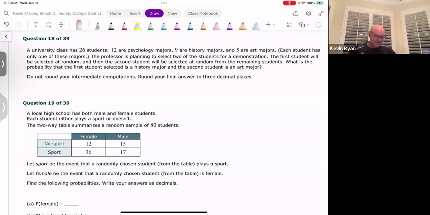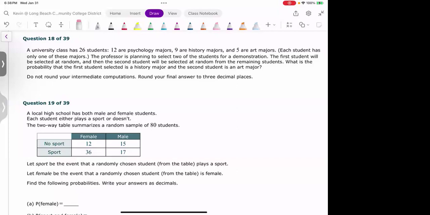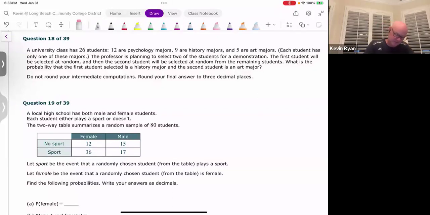A university class has 26 students, 12 are psychology, 9 are history, 5 are art. The professor is planning to select two students for a demonstration. The first student will be selected at random, and the second student will be selected at random of the remaining students. This means no replacement. What is the probability that the first student selected is a history major and the second student is an art major?